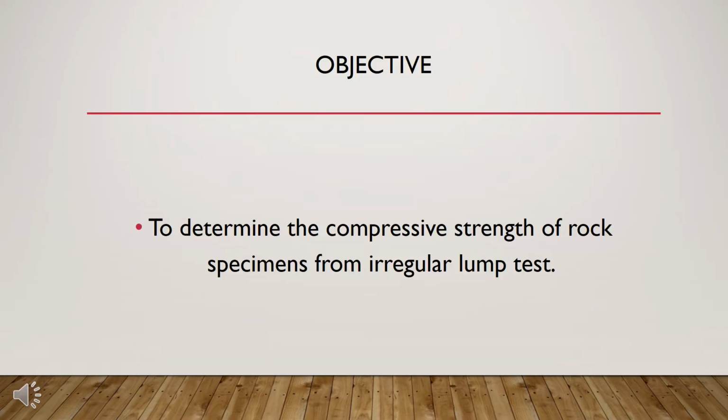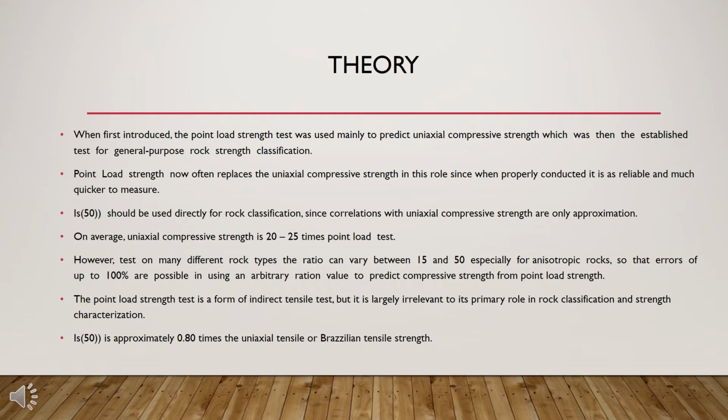Objective: to determine the compressive strength of rock specimens from irregular lump tests. Theory: when first introduced, the point load strength test was used mainly to predict uniaxial compressive strength, which was then the established test for general-purpose rock strength classification. Point load strength now often replaces the uniaxial compressive strength in this role, since when properly conducted, it is as reliable and much quicker to measure. Is50 should be used directly for rock classification, since correlations with uniaxial compressive strength are only approximate.